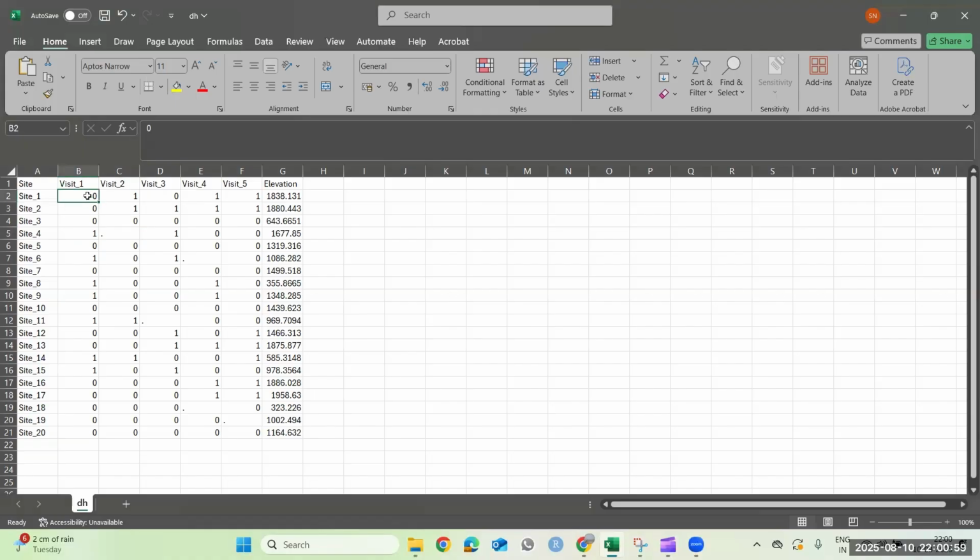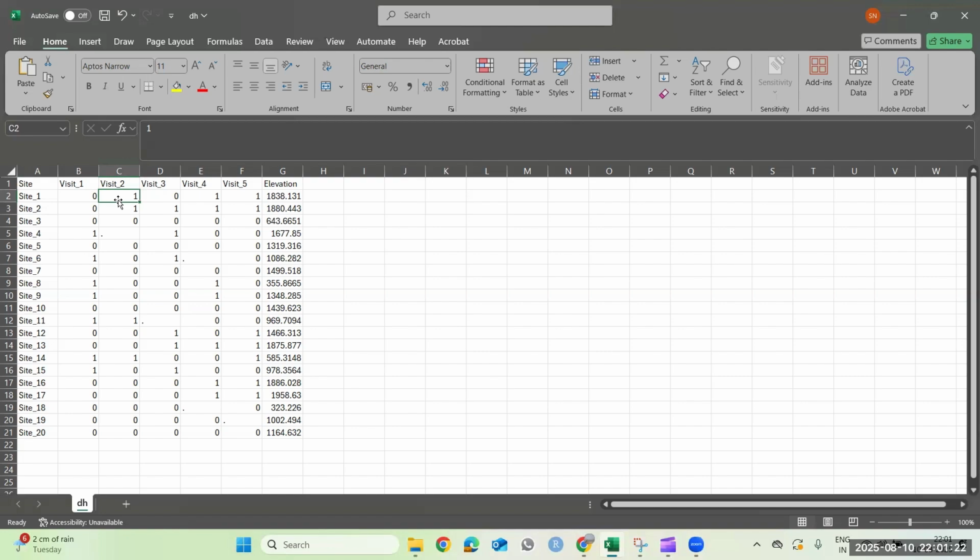So 0 is when, in site 1 on our first visit, we did not encounter the species. So we put a 0, right? In visit 2, we did encounter the species. So we've put 1. So 1 is when we detect the species. 0 is when we did not detect that species.